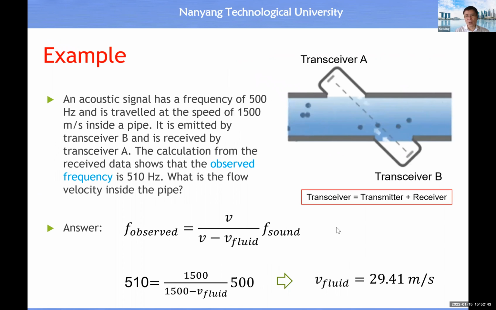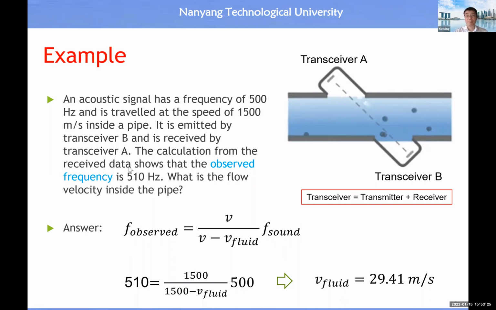Assume we use a Doppler effect sensor to do the measurement, all right? So transceiver B, we have a transceiver A. Transceiver means this one will emit a signal and also can detect a signal. That means it's dual function, all right? So here, let's say transceiver B will emit an acoustic signal, okay? And this acoustic signal has a frequency of 500 Hertz, okay? And the traveling speed in water of the acoustic signal is equal to 1,500 meters per second, all right?